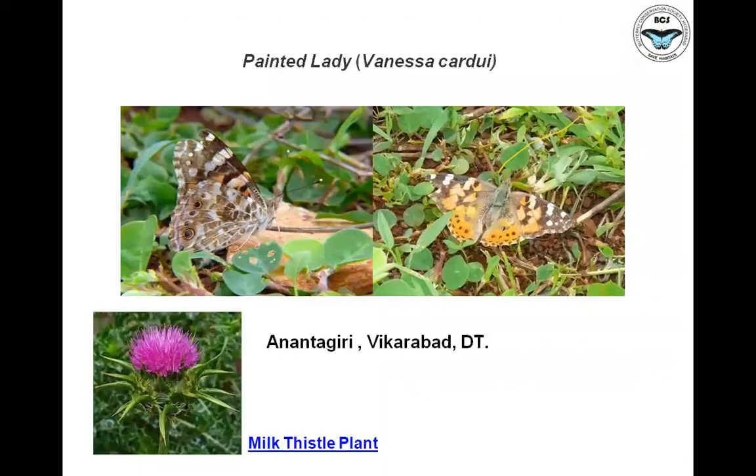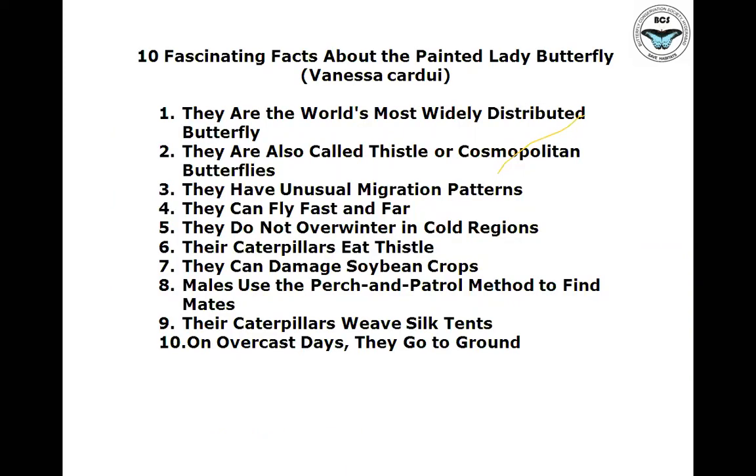And this is my favorite butterfly, the painted lady, and it is seen throughout the world. And this one is the milk thistle plant, which is the host plant of the painted lady. So there are some fascinating facts about the painted lady. That's why I am showing this one. They are the world's most widely distributed butterfly. Almost in every continent, we can see them. They are also called thistle or cosmopolitan butterflies. They have unusual migration patterns. They can fly fast and far.